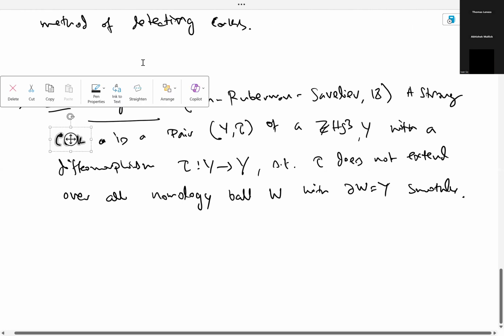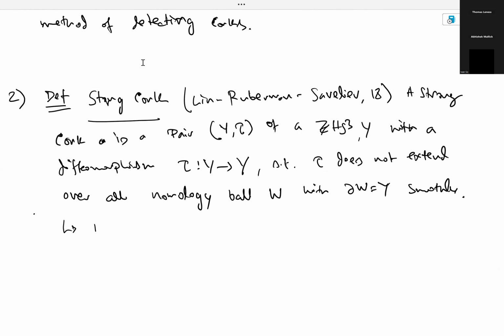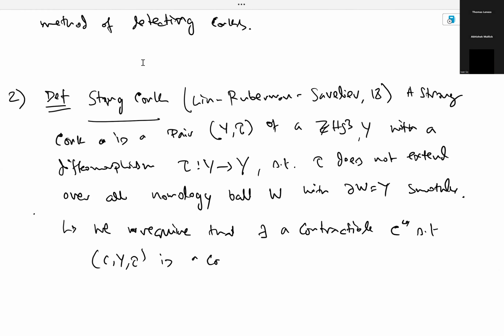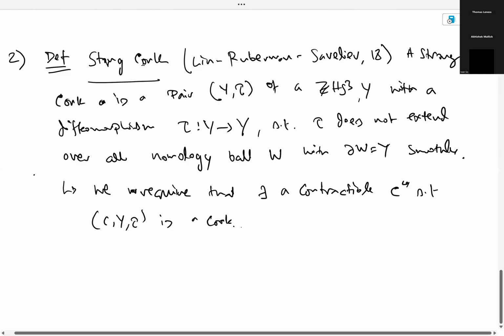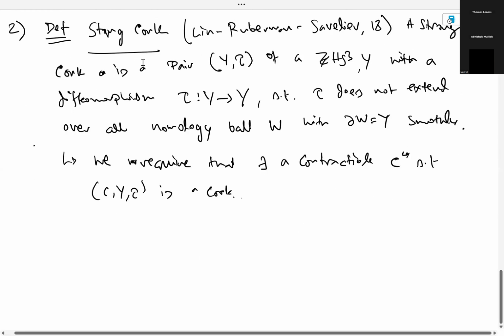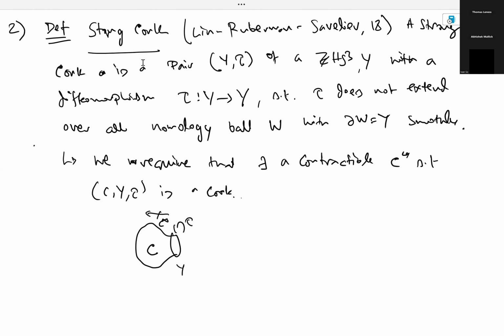Okay, for consistency reasons, we also require that there exists a contractible 4 manifold C such that (C, Y, tau) is a cork. So any strong cork is a cork, and then it satisfies this extra property. The cork was defined so that the diffeomorphism tau is not going to extend smoothly over a given contractible bound. Strong corks, you don't need to fix the contractible bound. W could be any homology ball, not necessarily a fixed contractible bound, and there will be no C infinity extension of tau to W.